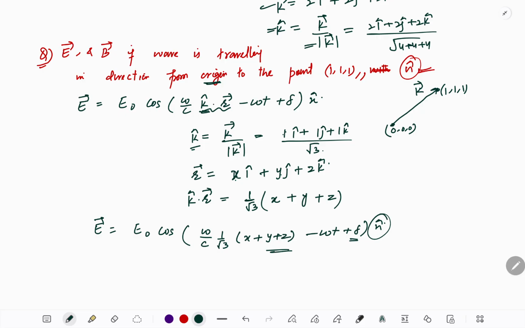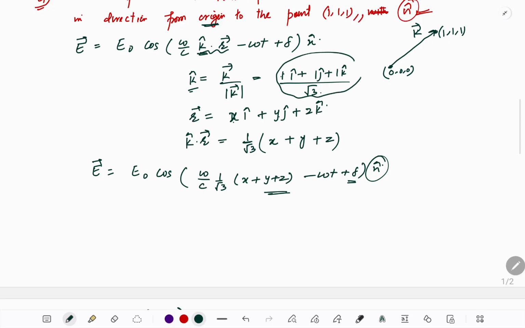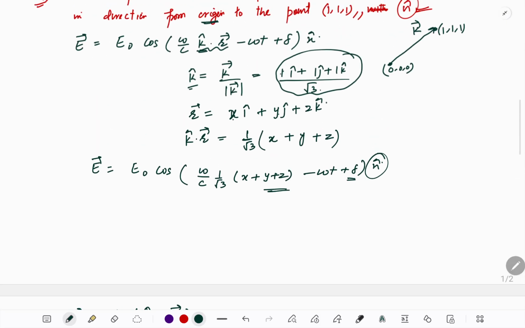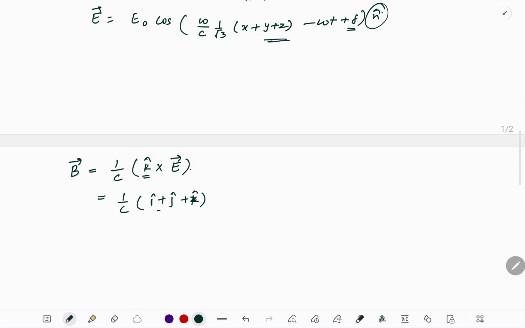Okay, and in order to find the magnetic field, how to find it? For the magnetic field, we'll simply use 1 over c, k cap cross electric field. And k cap we already calculated. This is the k cap. So it's 1 over c, and in terms of k cap, we can write it as (i cap plus j cap plus k cap) divided by root 3, cross product of this thing with the electric field.